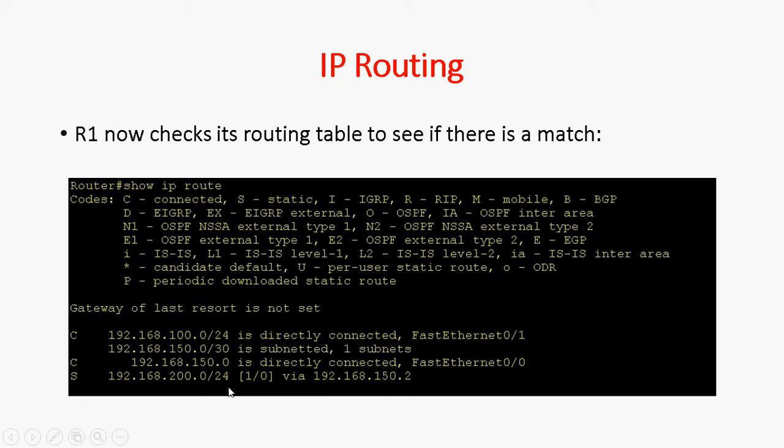Second thing, the router will check the next hop, 192.168.150.2. Do we have an entry for this next hop IP or not? So we have an entry, 192.168.150.0/30. This one is directly connected and we can reach it through FastEthernet 0/0. This one we can call recursive routing.